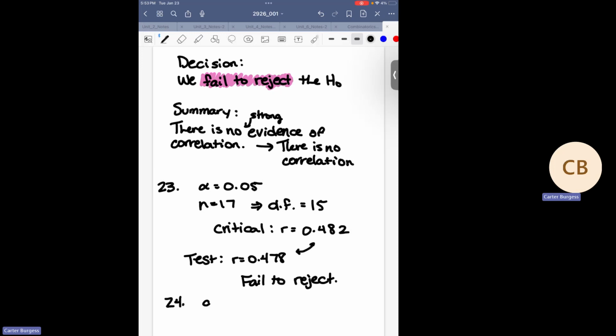So for 24, we would have 30 degrees of freedom, where the R value that we are trying to beat is, let me pull up the table that I was looking at, 0.349. Notice that our R value of negative 0.43 is in fact stronger than what we see with the negative 0.349.